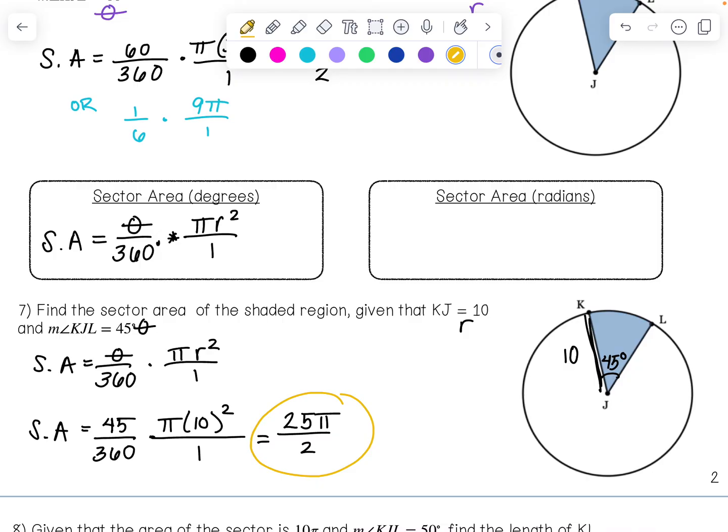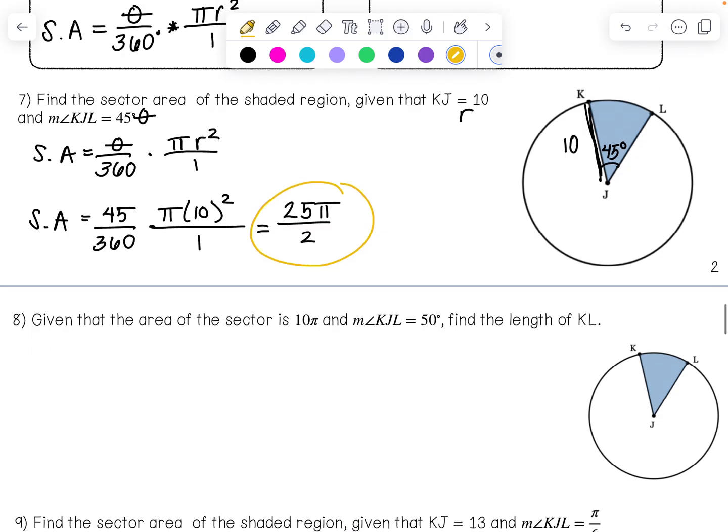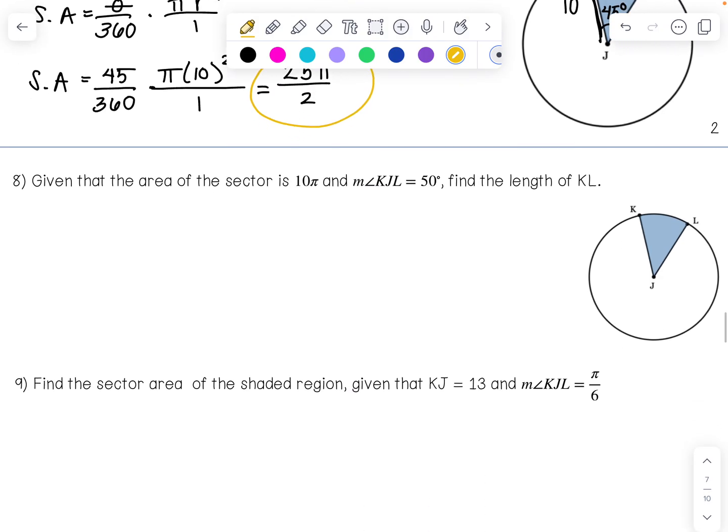So we're going to come back to the sector area in radians in a second, but before that, we're going to turn our page and we're going to do a working backwards question. So we're given in number 8 that the area of the sector is 10 pi, and we know that theta is equal to 50 degrees, and we want to find the length of KL.